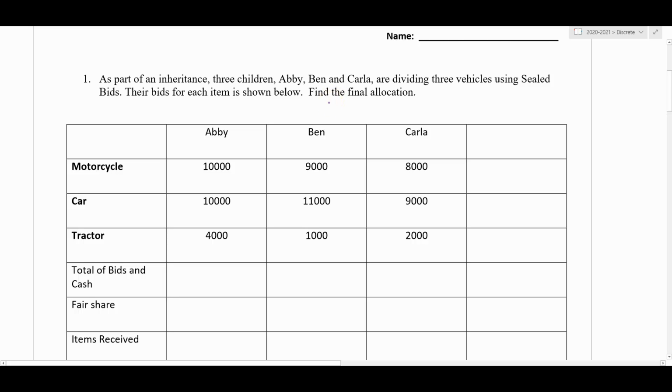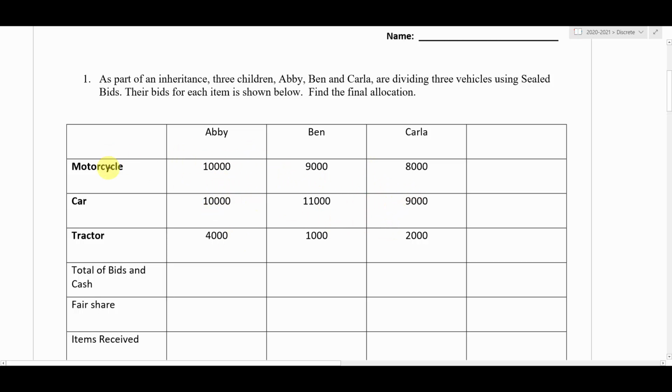No problem. Make sure you notice in this problem they did not have any cash as part of the estate, so we do not have to worry about any loose cash, but that could be a possibility on the test. All right, so this example is going to have no cash. So what we're going to do is have them each bid, which they did.